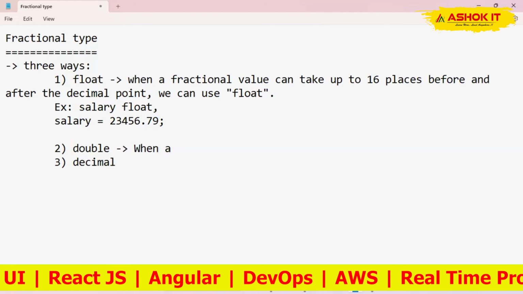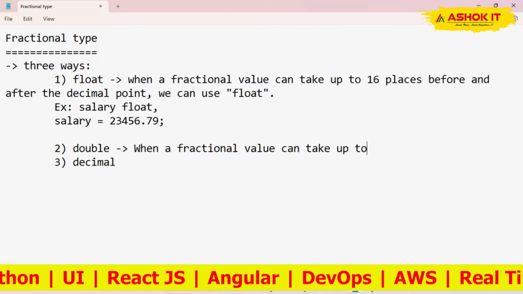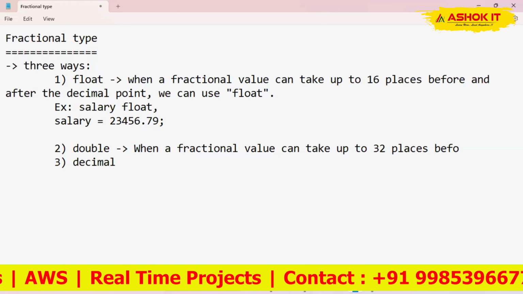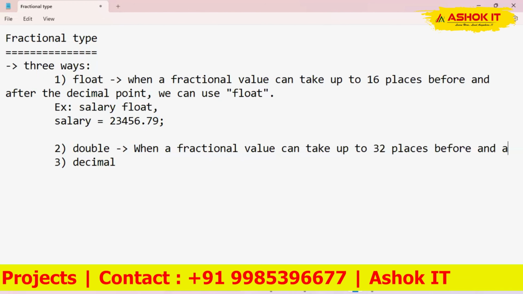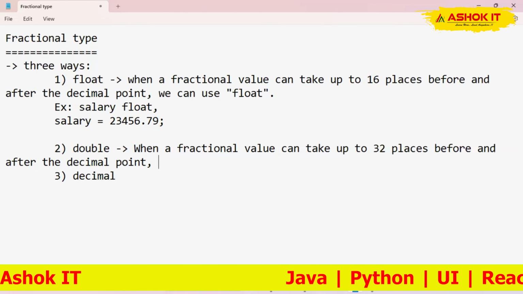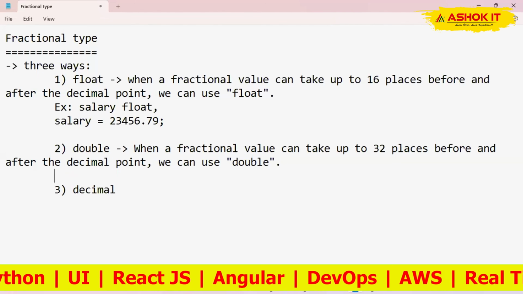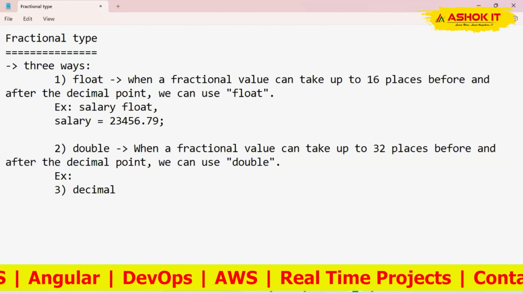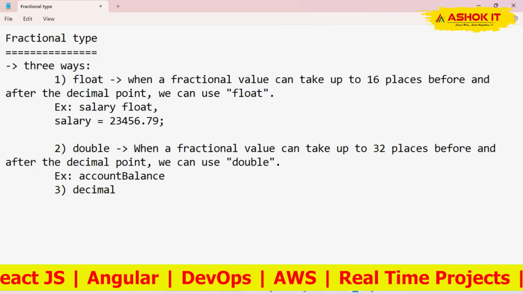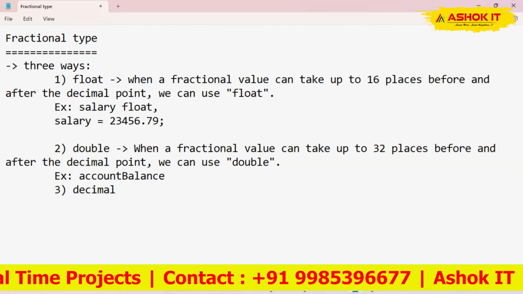When a fractional value can take up to 32 places before and after the decimal point, we can use double. For example, account balance is one of the columns for the bank application. Our bank application means here the bank table.